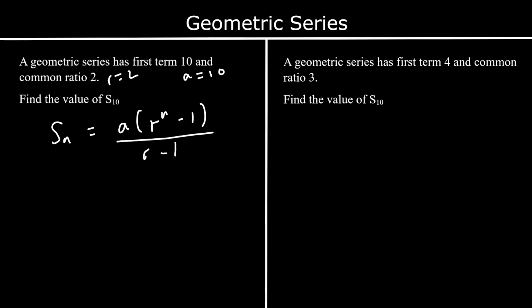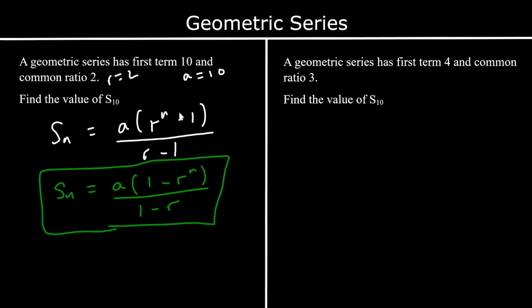And I'll just make a quick note for you. It also works as a times 1 minus r to the power of n over 1 minus r. So they're equivalent. They're just multiplying top and bottom by -1. So either of these formulas, either one works.